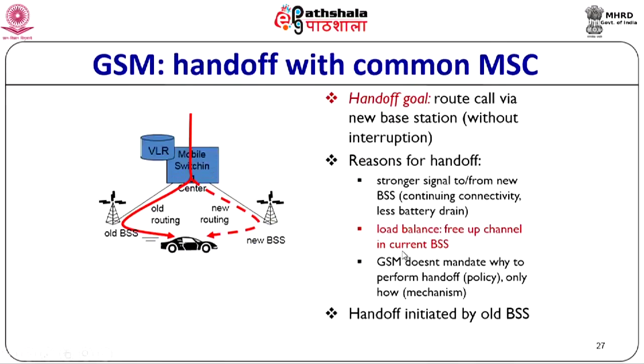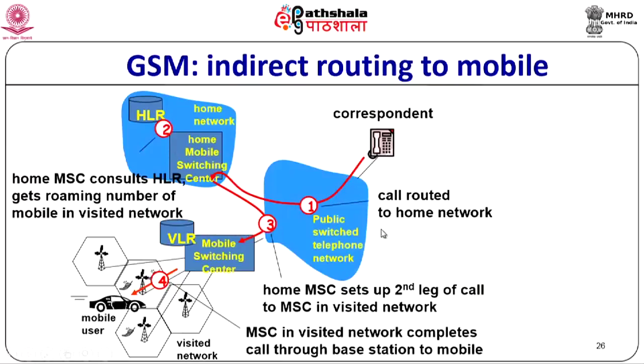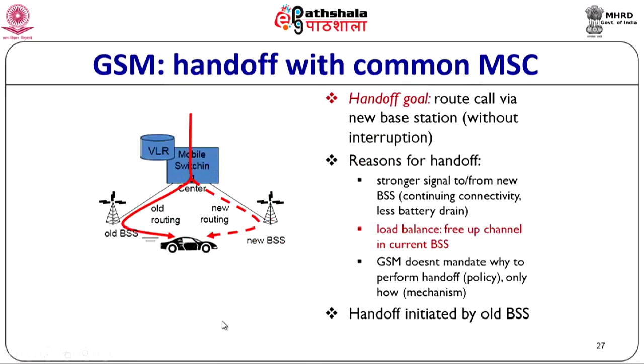So let's look at how the handoff will take place. This is a very simple example to understand how the routing will be done. Now, let's say he's moving from one network to another. One other thing that needs to be done is the handoff. That is, how do you hand off the call from one base station to another or from one MSC to another MSC. So, let's look at how that is done.